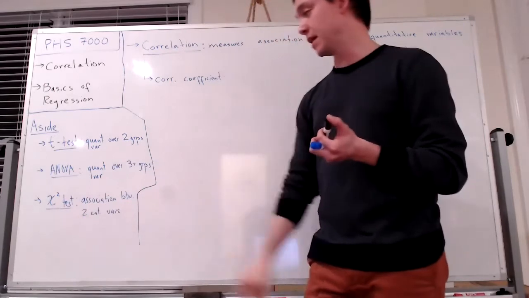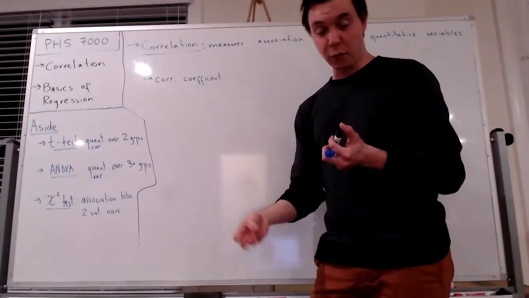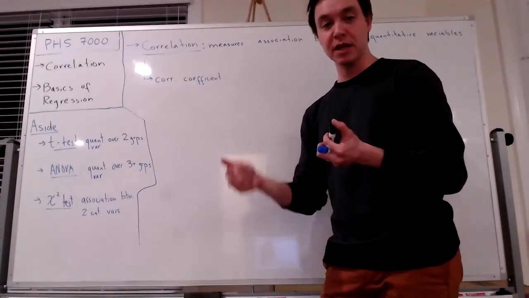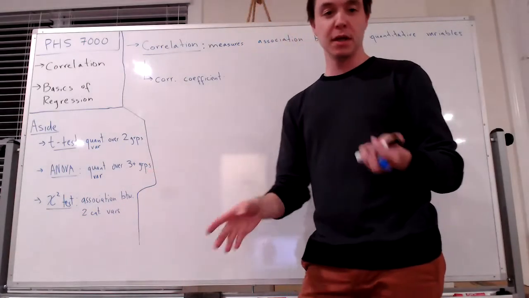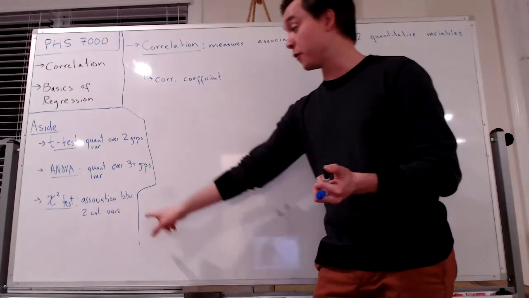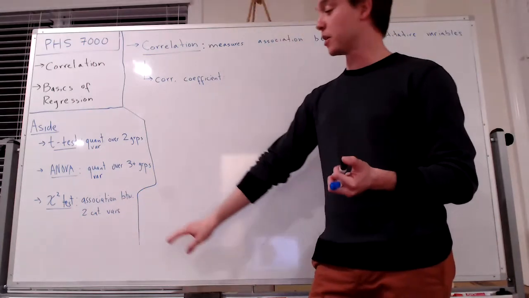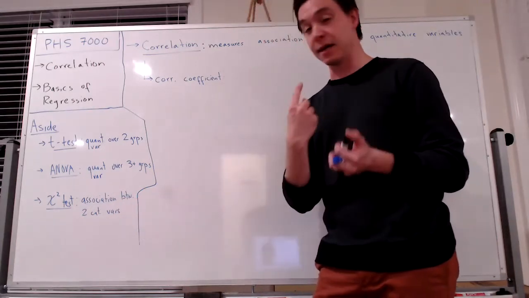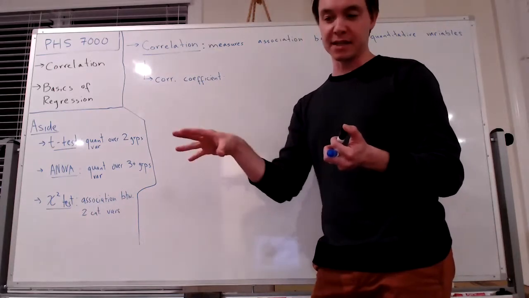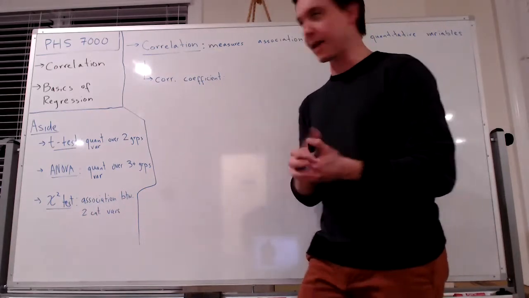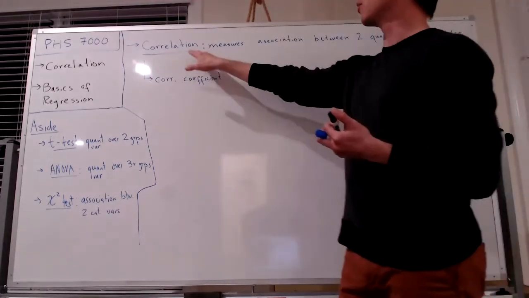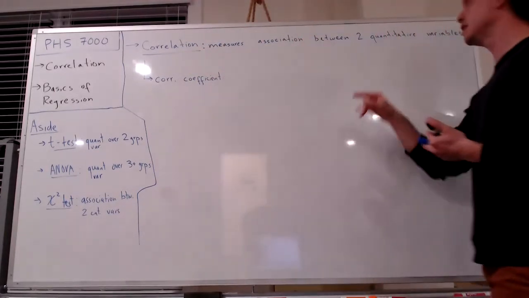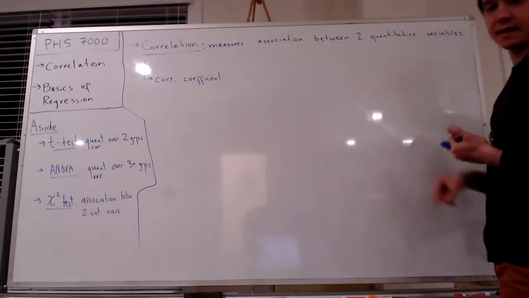Chi-squared test is to look for an association between two categorical variables, either ordered or unordered, but that is a chi-squared test for independence. Chi-squared goodness of fit test is to compare one categorical variable against some theoretical expected count. So that brings us to the correlation. Correlation measures the association between two quantitative variables.